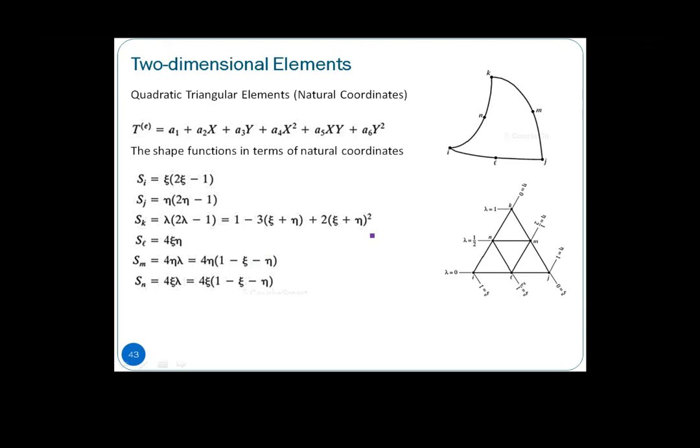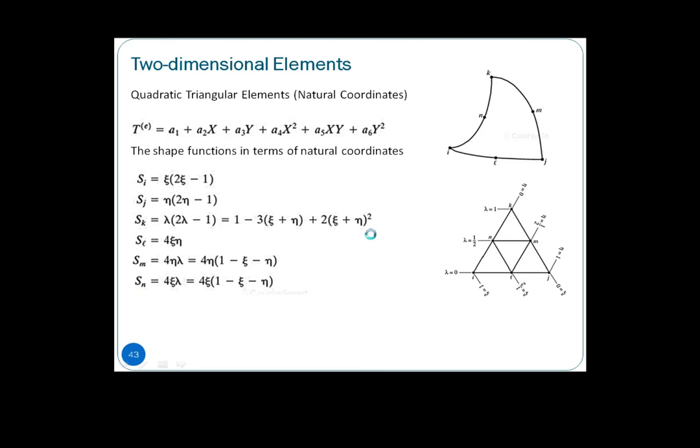Next will be what we call quadratic triangular. So again, it's a 6 node. With 6 nodes, you have 6 unknowns to determine. If you are putting everything in natural coordinates, here is the natural area coordinate again, then these are the shape functions, S, I, J, K, L, M, and N.